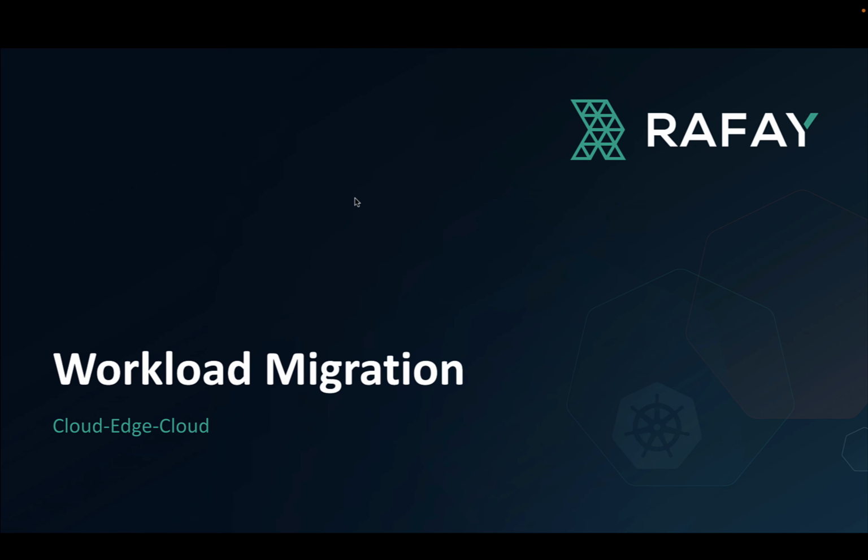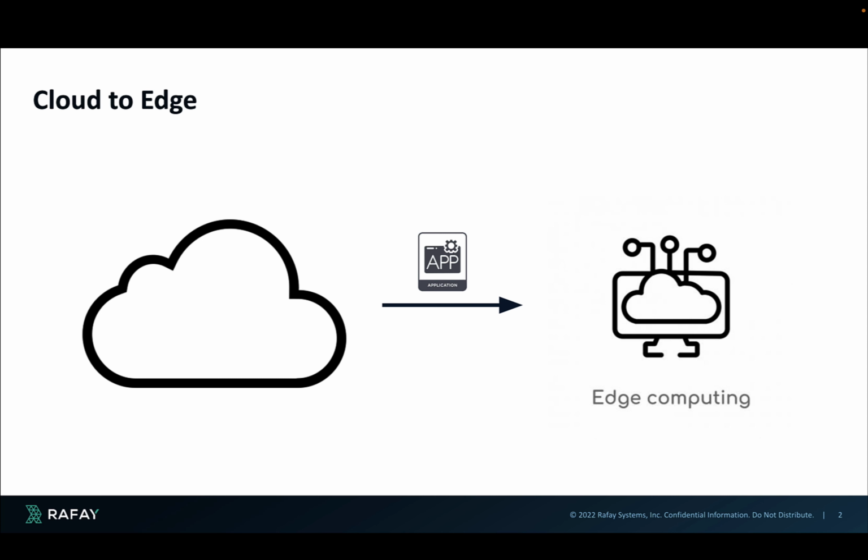In this video, we're going to look at how you can use the RAFE platform to seamlessly migrate a workload from cloud to edge and from the edge to cloud. We'll first start off with the use case where an application can be migrated from cloud to an edge environment in just a couple of clicks.